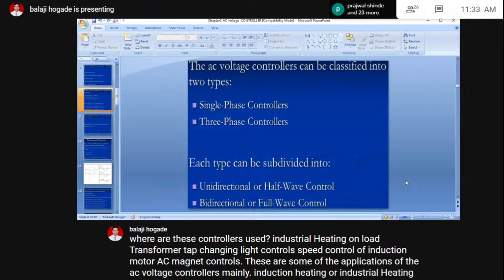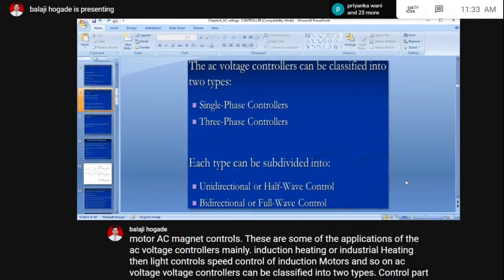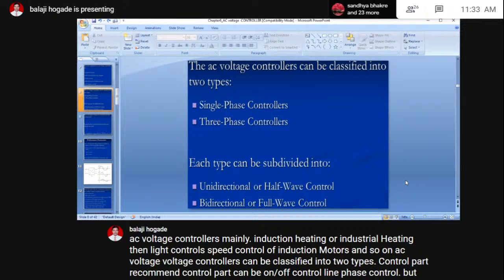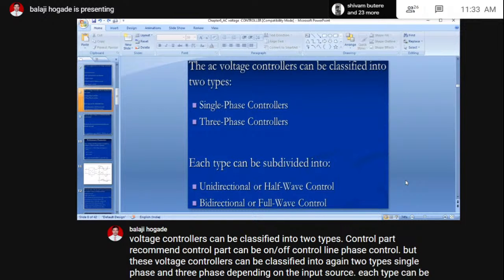AC voltage controllers can be classified into two types. We saw the control part: control can be on-off control and phase control. But these voltage controllers can be classified again into two types, single phase and three phase, depending on the input source. Each type can be again subdivided into unidirectional or half wave control and bidirectional or full wave control.